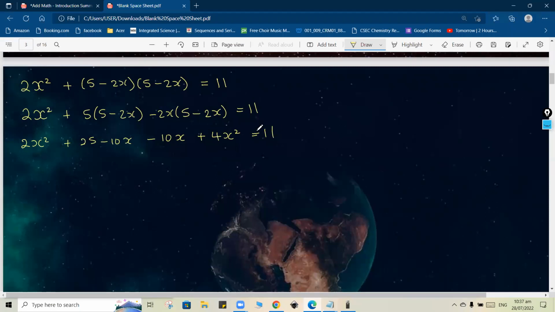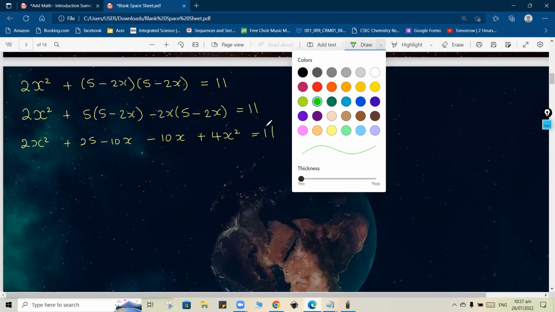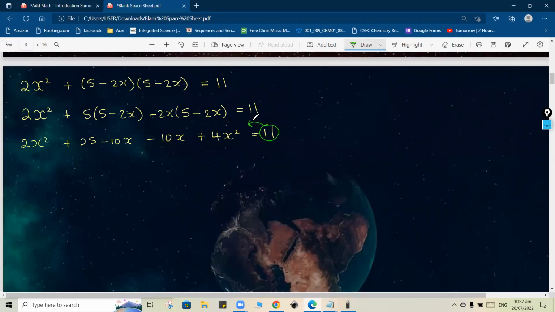Since this is a quadratic, it might be a good idea to put everything on the same side, because we're going to have to solve the quadratic. Whenever you're solving a quadratic, you have to make sure one side is equal to 0. So let's see what we get. Let's add up all the x squareds: 2x squared plus 4x squared is 6x squared. Add up all the regular x's: minus 10x minus another 10x is minus 20x. And if this positive 11 jumps across, we will get minus 11. 25 minus 11.